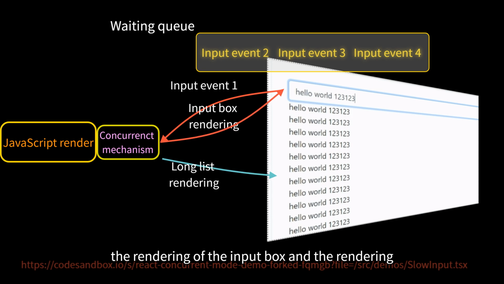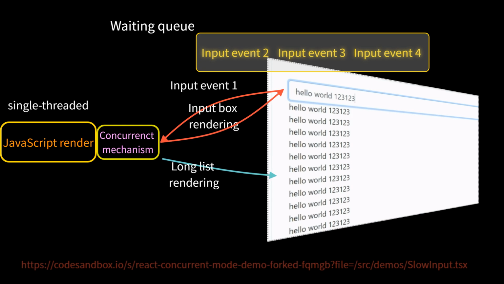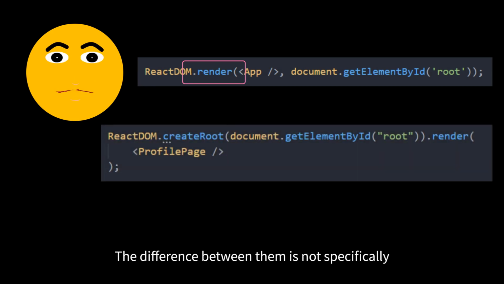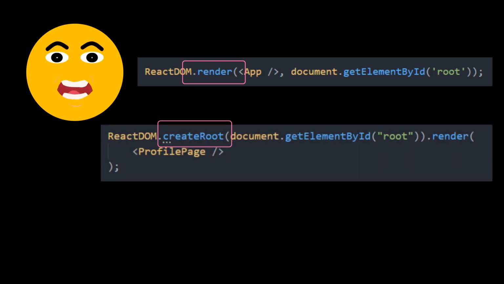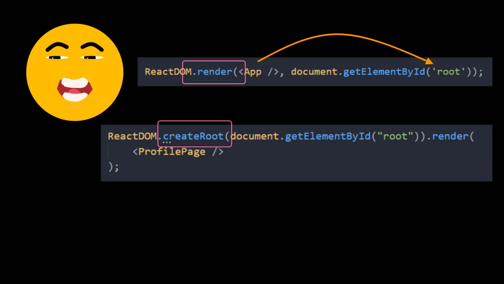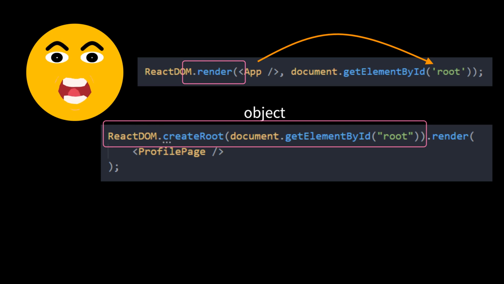Let the rendering of the input box and the rendering of the long list be handled separately, although this is actually single-threaded. First of all, if you want to use the concurrent mode, you no longer use the ReactDOM.render interface. You need to use createRoot. The difference between them is not specifically introduced here. To put it simply, the virtual DOM tree constructed in the original render is attached to the root node. Now, for the root node, an object is created separately, and then its render interface is used.